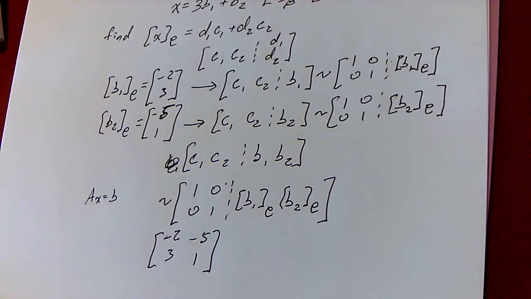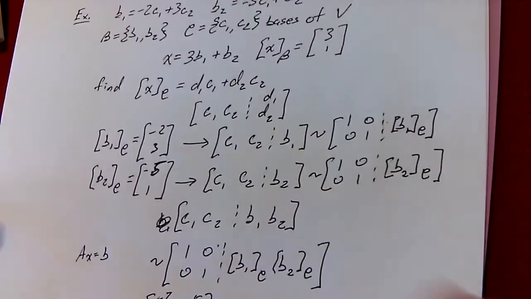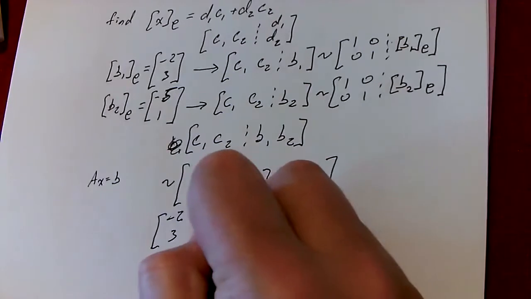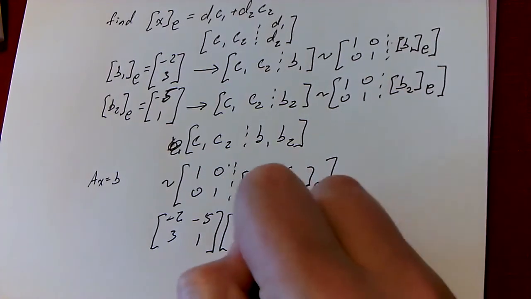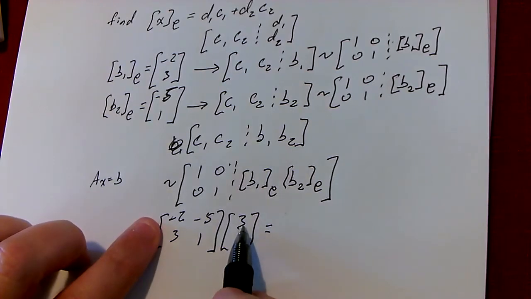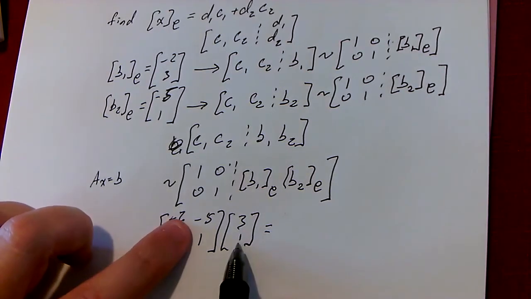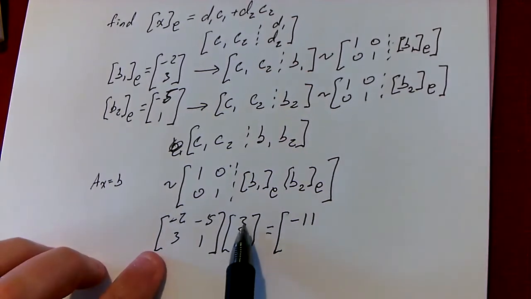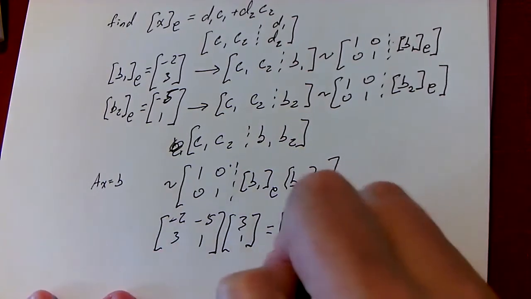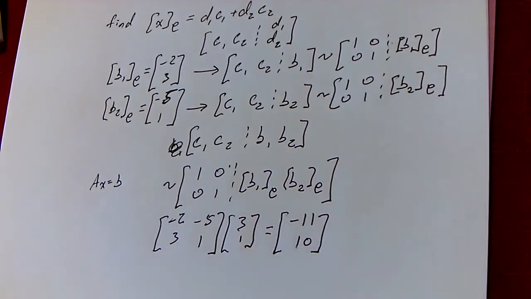So I can write those coordinate vectors here, and if I multiply those coordinate vectors times my old coordinate vector, right? I know it in terms of B, 3, 1. I can multiply that by 3, 1. I know how to do matrix multiplication. This is -2 times 3 is -6. -5 times 1 is -5. Add those together, you get -11. In the bottom row, 3 times 3 is 9, plus 1 is 10. So I've got that vector there.